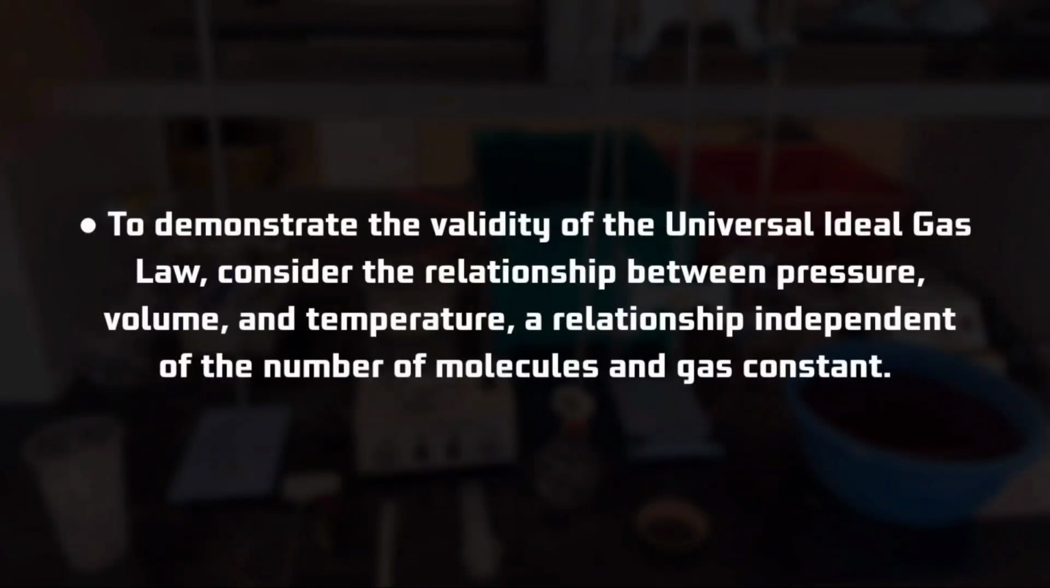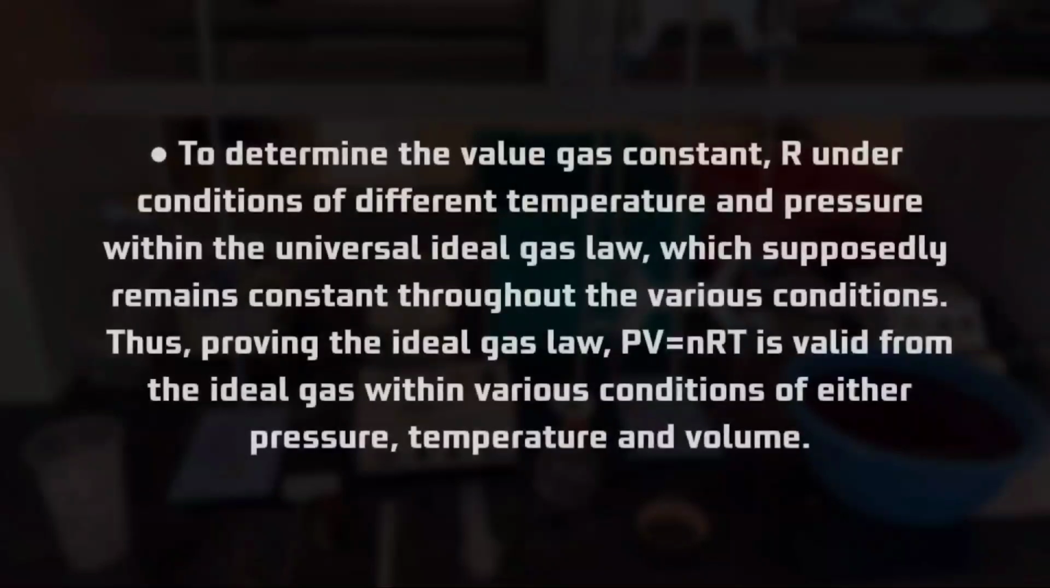First, to demonstrate the validity of the universal ideal gas law, consider the relationship between pressure, volume, and temperature, a relationship independent of the number of molecules and the gas constant. The second one is to determine the value of the gas constant R under conditions of different temperature and pressure within the universal ideal gas law, which is supposed to remain constant throughout the various conditions, thus proving that the ideal gas law, PV equals nRT, is valid for the ideal gas within various conditions of pressure, temperature, and volume.